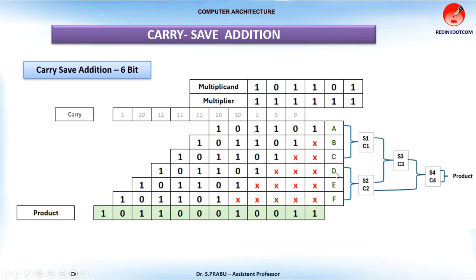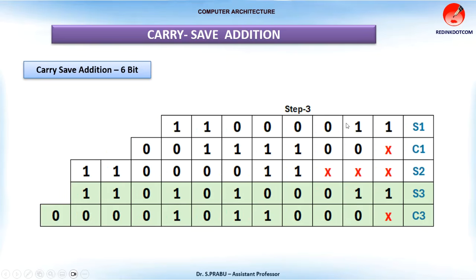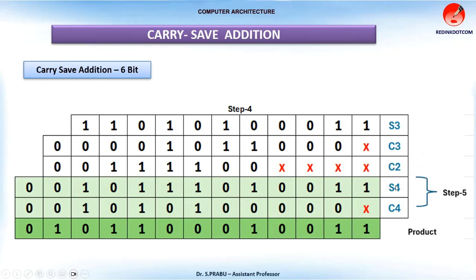In step 2, D, E, F can be added. You can use this same precision for this calculation. Then you can get S2, C2. Then in step 3, you can get S3, C3. Then in step 4, you can get S4, C4. Then finally, you can add these two numbers and get the final product. In your examination, after finding this result, you can convert it into the equivalent decimal value. Then write the result as a sentence. So in this way, the carry save addition can be calculated.